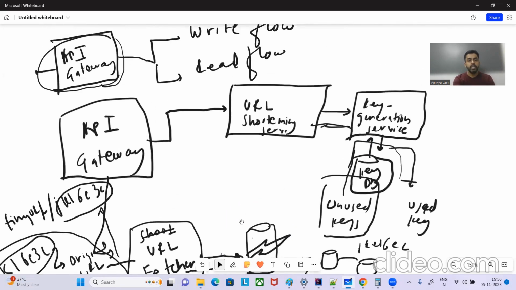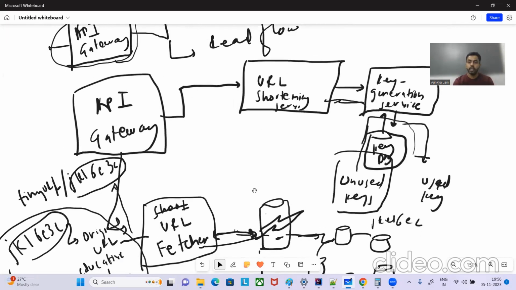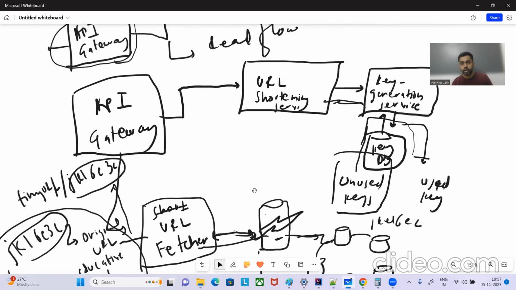So this is the high level system design of the URL shortening service. We have seen the functional requirements, the non-functional requirements, the scale estimation, the API design, the database design, the business logic, and the high level flow diagram. So this was the designing of the URL shortening service.